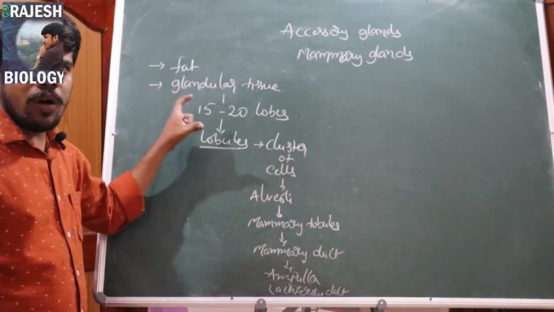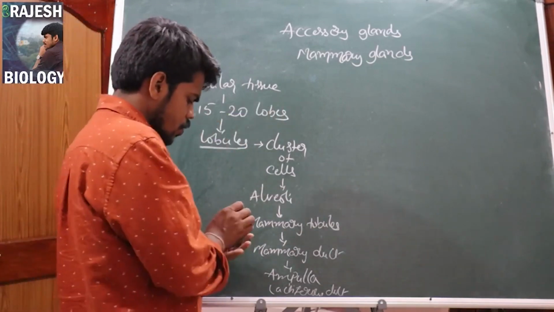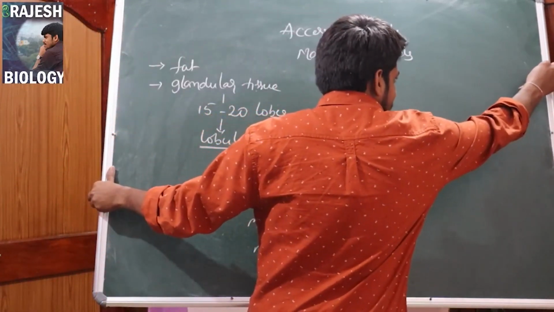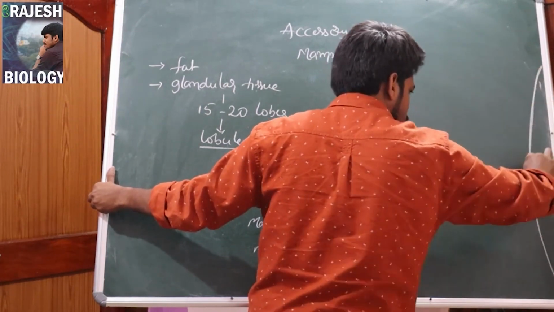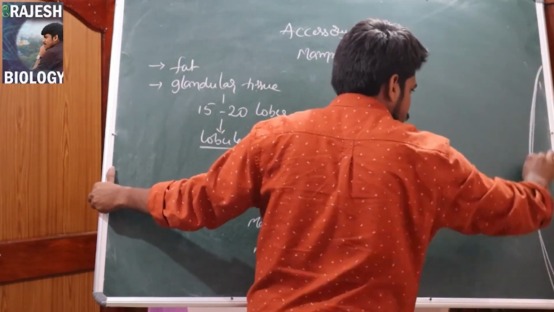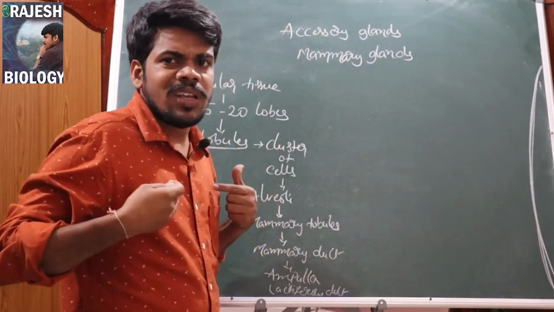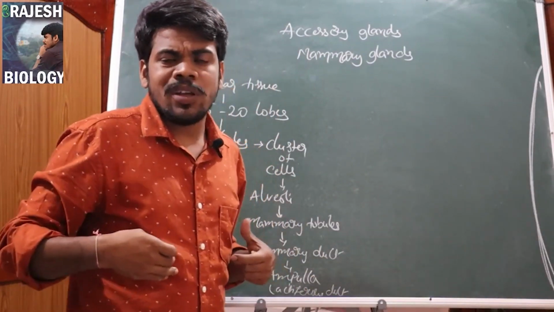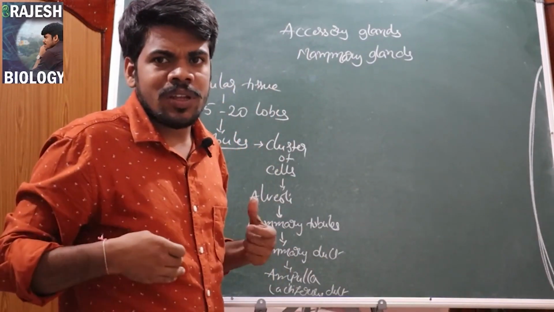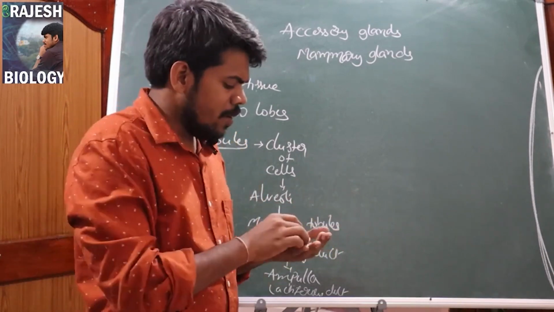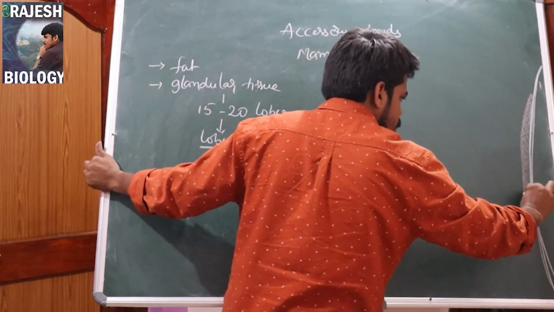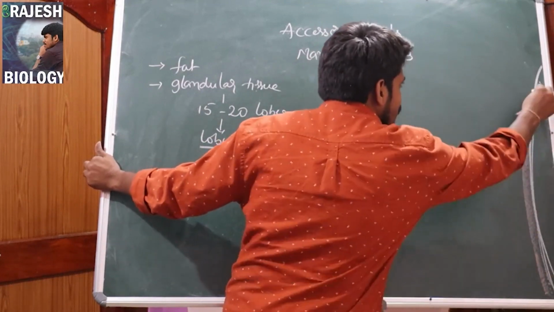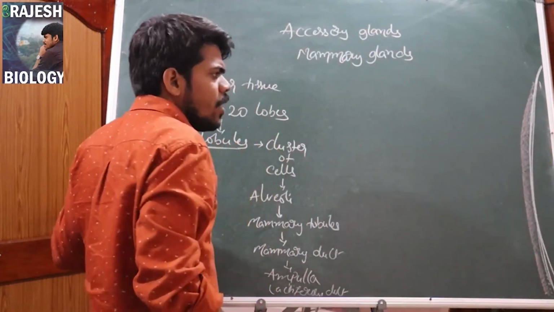So I would like to draw all these parts here. First of all, we have to take some support. This is the support, that is the body support, the thoracic support. Here there is a muscle called pectoralis major. So we take the muscle support, that is pectoralis major.